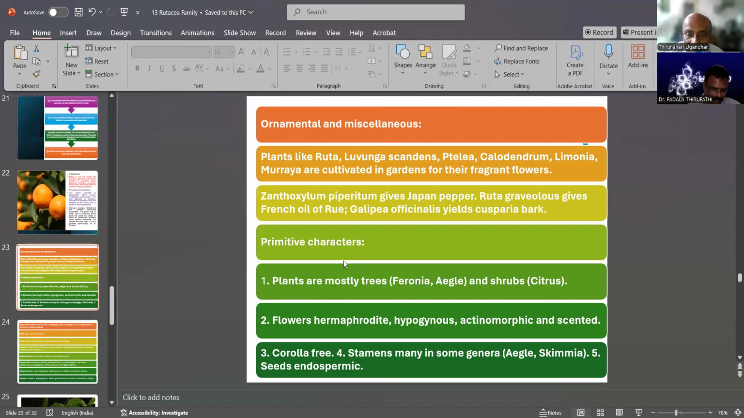Then primitive characters: the plants are mostly trees. It is a more attractive and also ornamental, important plant. Flowers are hermaphrodite, hypogynous, actinomorphic and scented. The corolla is also free, and the stamens are many.